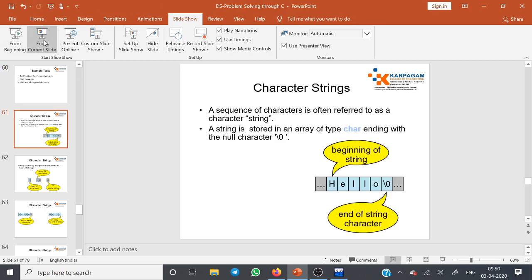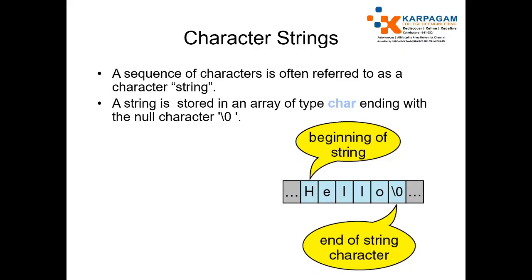Next concept is character array. A character array holds a set of characters. It is often referred to as a string. A string is stored in an array of type char ending with a null character \0. I already told the beginning of a string, and at the end of the string we have \0, which denotes we have reached the end of the string, which is set by the compiler by default.